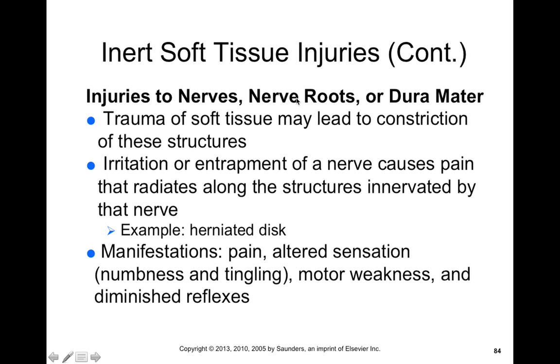Now, injuries to nerve roots and dura mater are essentially where trauma of soft tissue can lead to constriction of these structures. Irritation or entrapment of the nerve can cause pain that radiates along the structures that innervate that nerve. So you might find that herniated discs can lead to distal pain, even though the disc itself is impinging on a proximal nerve. And manifestations include pain, altered sensation, whether it's numbness or tingling, even motor weakness and diminished reflexes.